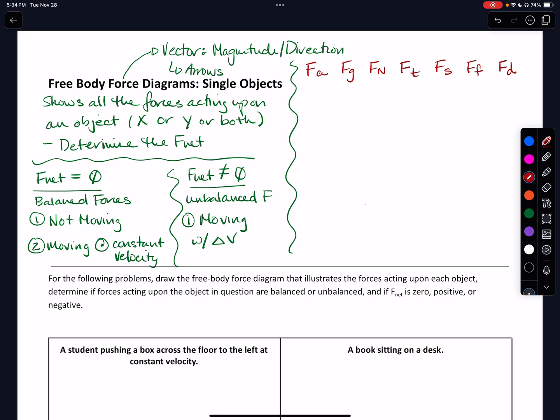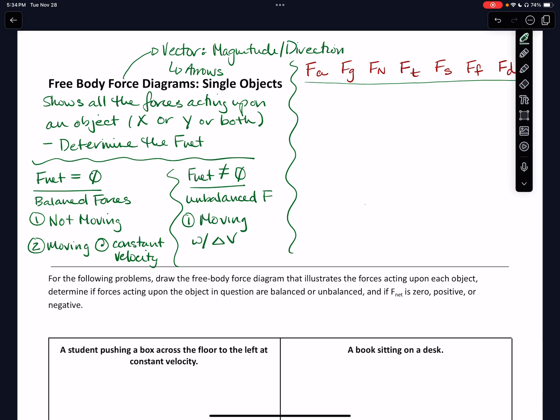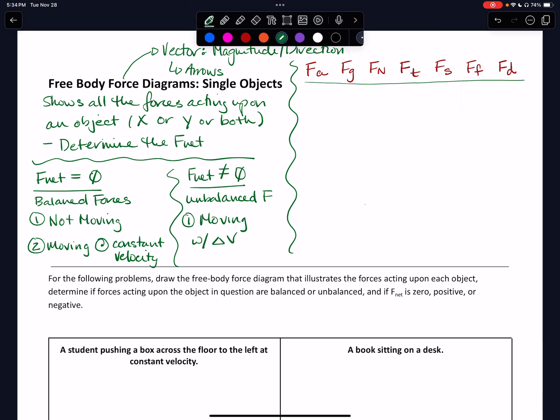All right, so these are just some of the examples of forces that you might need to list in your free body force diagram. They're not all of them, but these are the most common ones that we tend to see. All right, so I'm going to leave these up here just to remind you. All right, now let's talk about the steps to draw our free body force diagram.